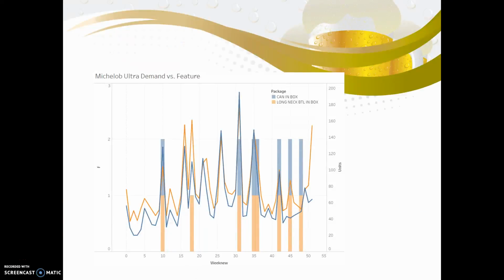Here you can see this graphic from Tableau indicates demand versus feature. The colors of the bars correspond to the can, box, and long neck, and the bars represent whether a feature was held in that particular week. And you can see here that clearly most of the weeks where the features were held had an increase in demand.